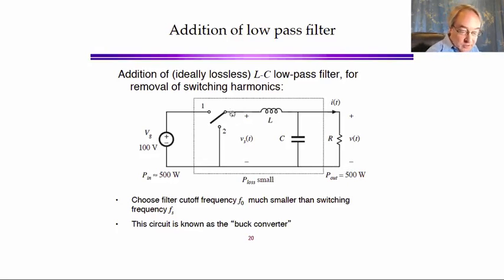So this is a circuit that can change the DC voltage, and it does it with components that are ideally lossless, only switches, inductors, and capacitors, so it can have efficiencies that approach 100%. This is known as the buck converter.